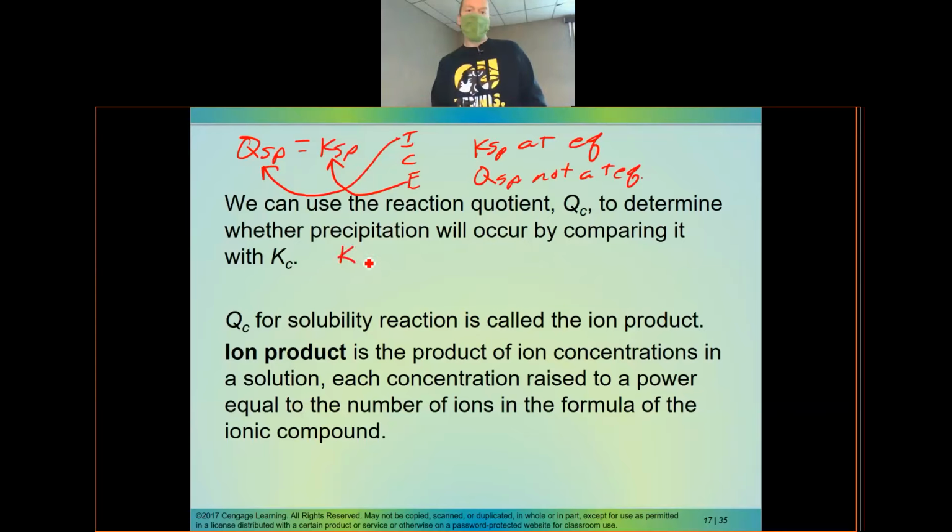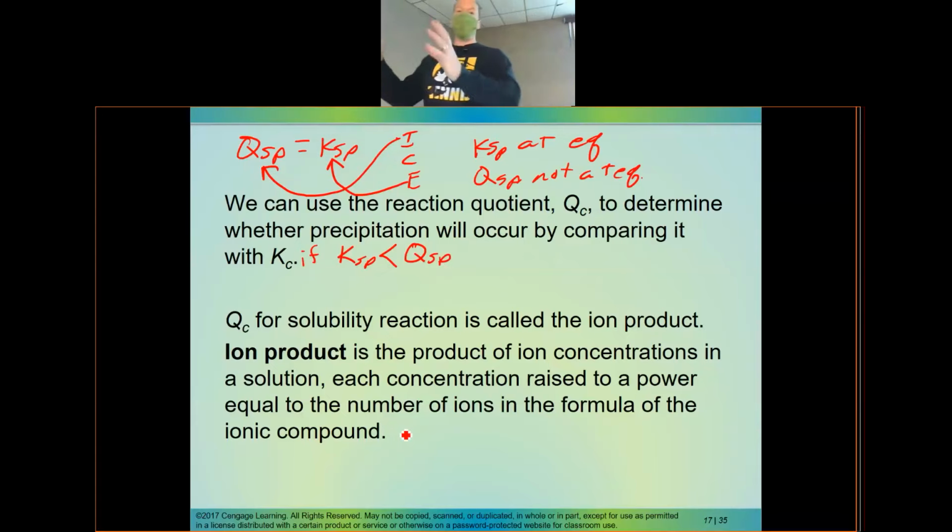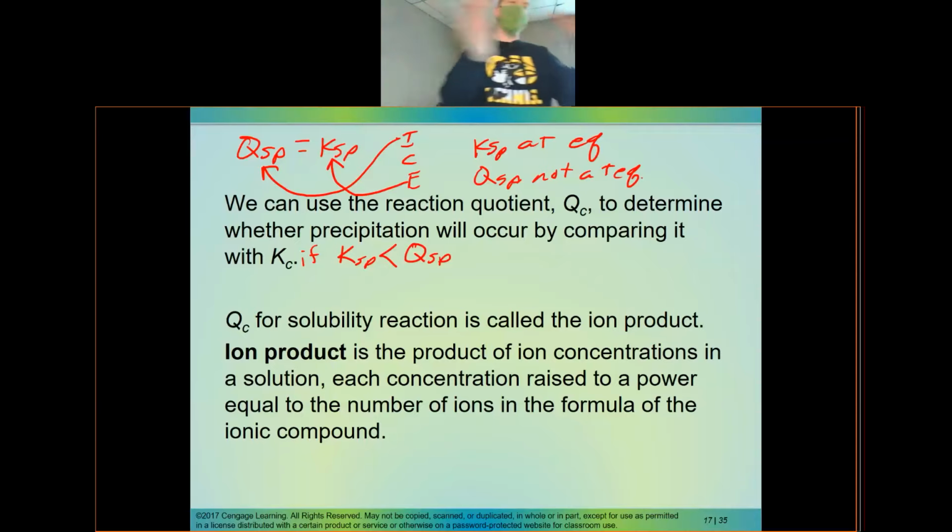So if we see that our KSP is smaller than our QSP, that means that the Q is too large. That means the two numbers on the right are too big. In order for those numbers to get smaller, they have to go to the left. And again, if you write the K first and the Q second, the inequality will point you in the right direction. So then the reaction goes to the left.